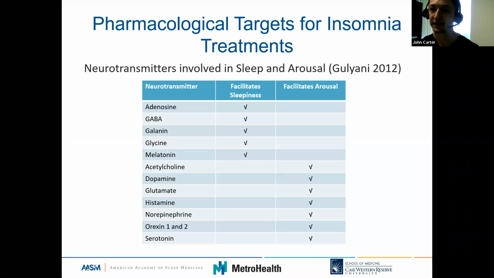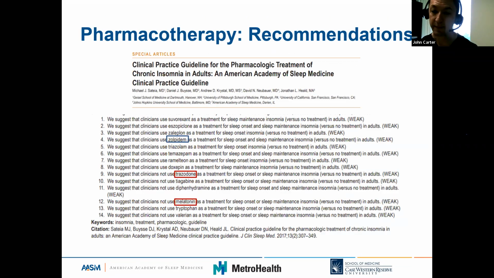I'm going to skip through this. Okay, so this is important. In 2017, the American Academy of Sleep Medicine published their guideline for pharmacologic treatment of chronic insomnia in adults.